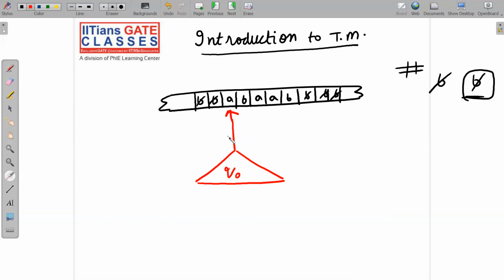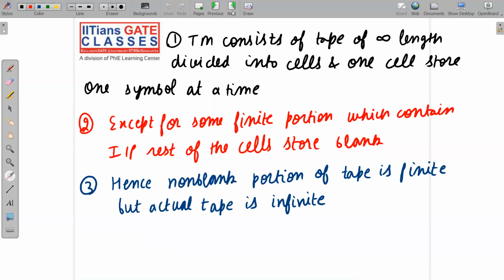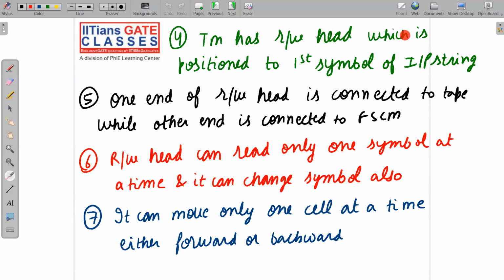In FA and PDA we used the word read head, but here we have a read-write head. One end of the read-write head is connected to the tape, while the other end is connected to the finite state control mechanism, which stores the current state of the machine. I hope you know about the finite state control mechanism. I have used this term many times in FA and PDA also. So let's read the point: Turing machine has a read-write head, which is positioned at the first symbol of the input string.